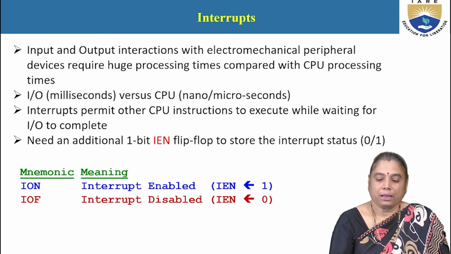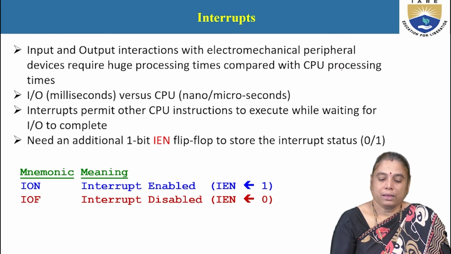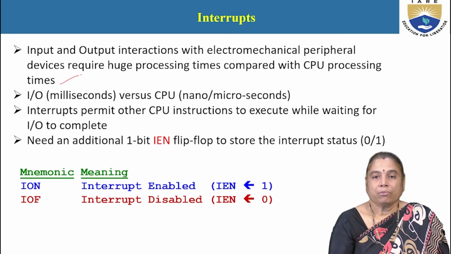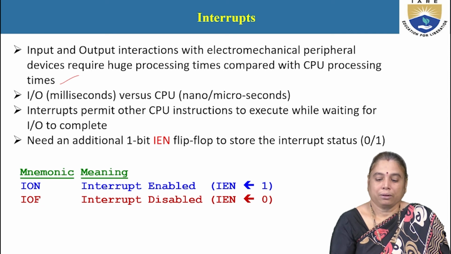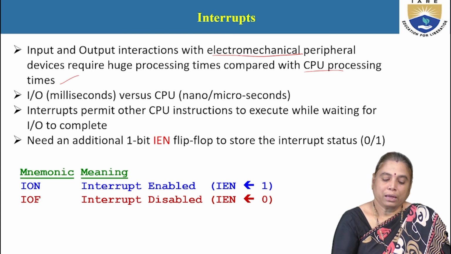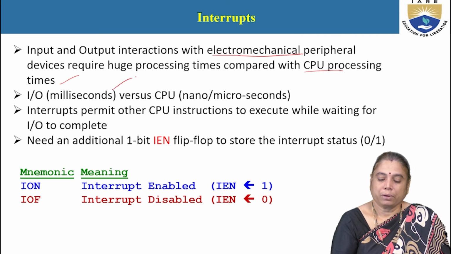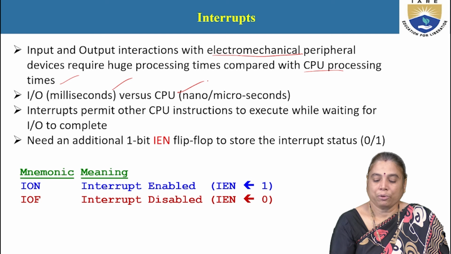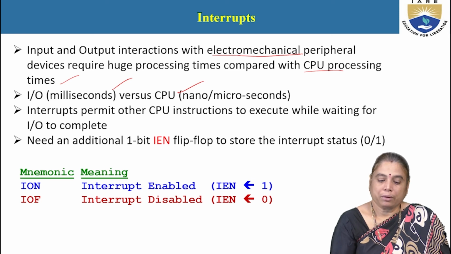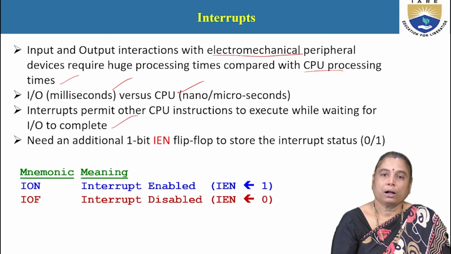Input-output interactions with electromechanical peripheral devices require huge processing times compared with CPU processing times. Why? Because the peripheral devices are generally electromechanical devices and the CPU is an electronic device. A synchronization mechanism is needed between the input-output and the CPU. I/O can be performed in milliseconds, but the CPU can process in nano or microseconds. So interrupts permit other CPU instructions to execute while waiting for I/O to complete.